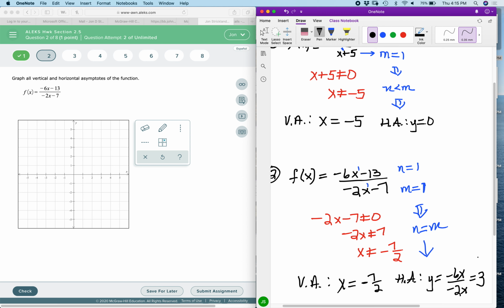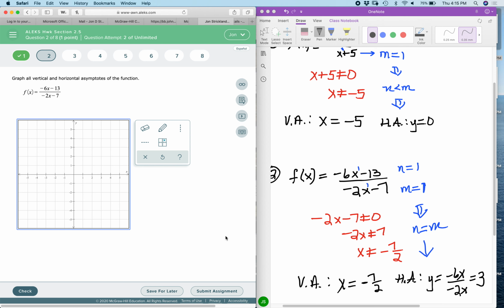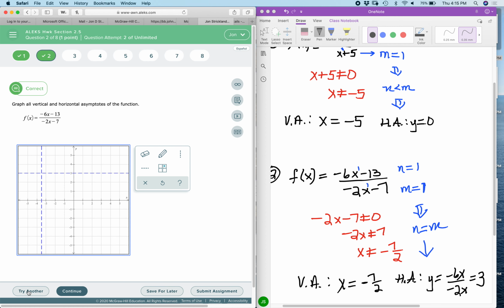So lining up what we have here, for the vertical asymptote, we have negative 7/2, so that's going to be negative 3.5. For the horizontal asymptote, y is equal to 3. Just pressing check, and the result is correct.